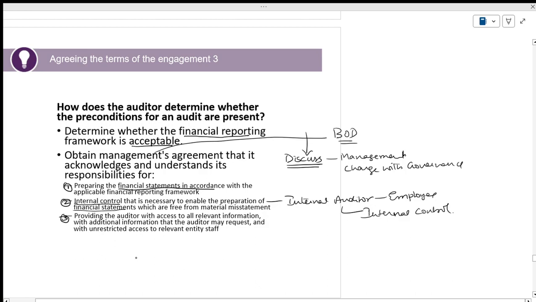Providing the auditor with access to all relevant information. We cannot hold any information from the auditors. I told you, this is the best. Understand the subject with examples. It makes things easy for us. It makes things easy for you.